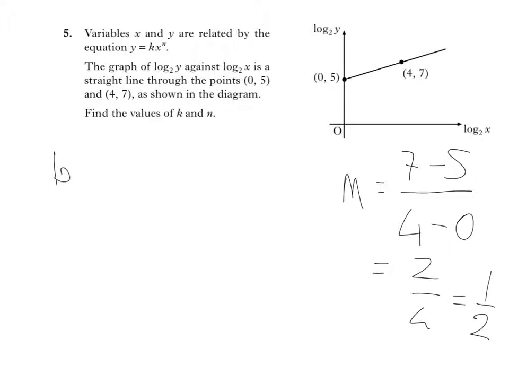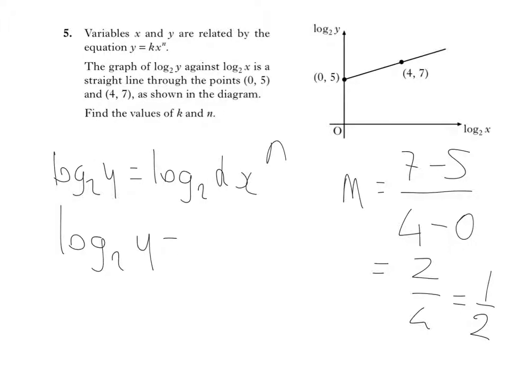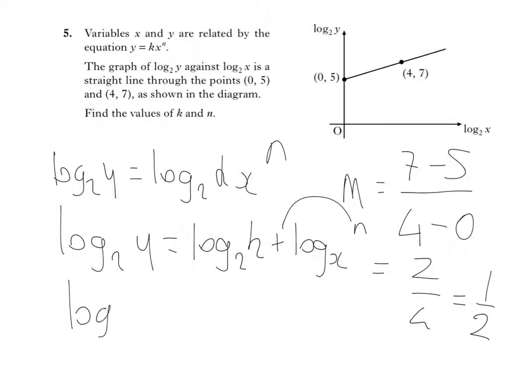I'm now going to take log to the base 2 of both sides. So log to the base 2 of y equals log to the base 2 of kx to the n. I'm going to use law 1 and split it up. So log to the base 2 of y equals log to the base 2 of k plus log to the base 2 of x to the n. I'm now going to use law 3 and bring that down. So log to the base 2 of y is equal to n log to the base 2 of x plus log to the base 2 of k.